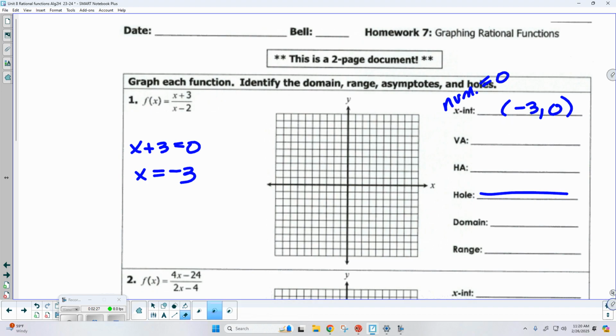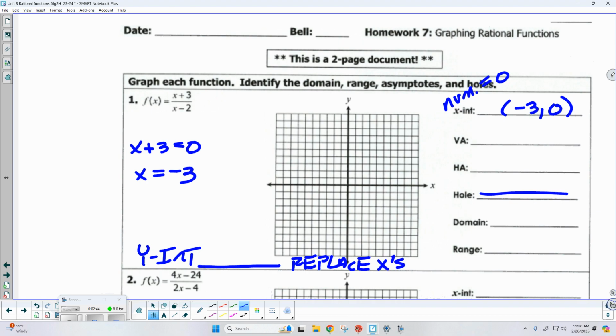Okay. Now, I'm also going to go ahead and have you find the y-intercept. I don't have that on here, so I'll just go ahead and write it out. So the y-intercept. Now, for this one, I was going to go ahead and replace all of the x's with what? With 0. So if I'm looking for the y-intercept, you're going to replace all of the x's with 0.